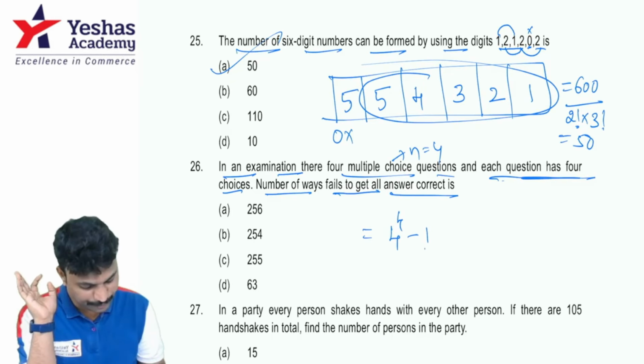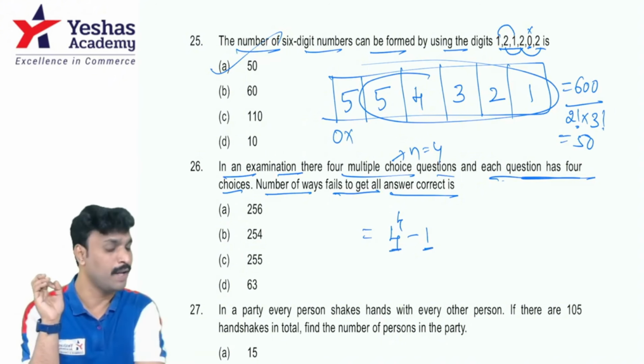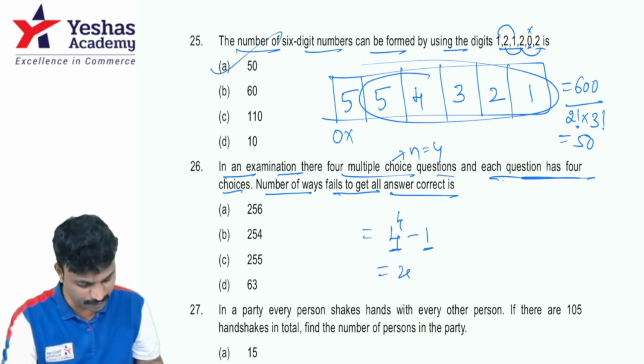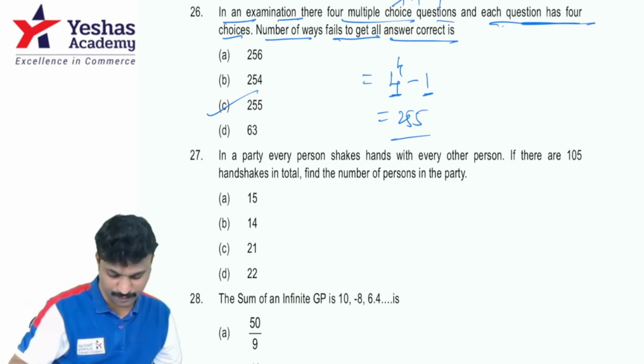So all being correct is only one way, correct? So total number of ways is 4 power 4. So 4 power 4 is how much? Type 4 power 4, equal to, then minus 1. That fetches me 255. So answer is option C. Have you understood? Moving on to the next question.